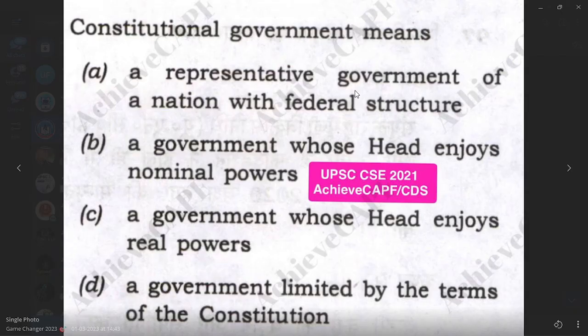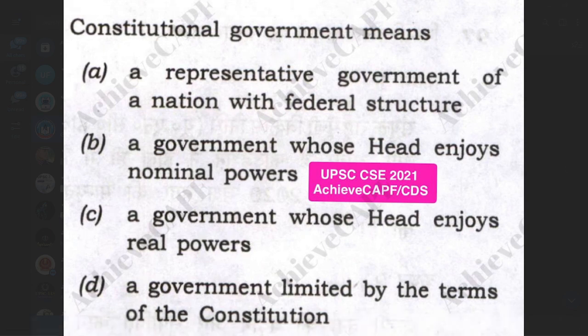Constitutional government means a representative government of a nation with a federal structure. A government whose head enjoys a nominal power. The government whose head enjoys real power. A government limited by the terms of Constitution. D is the answer.